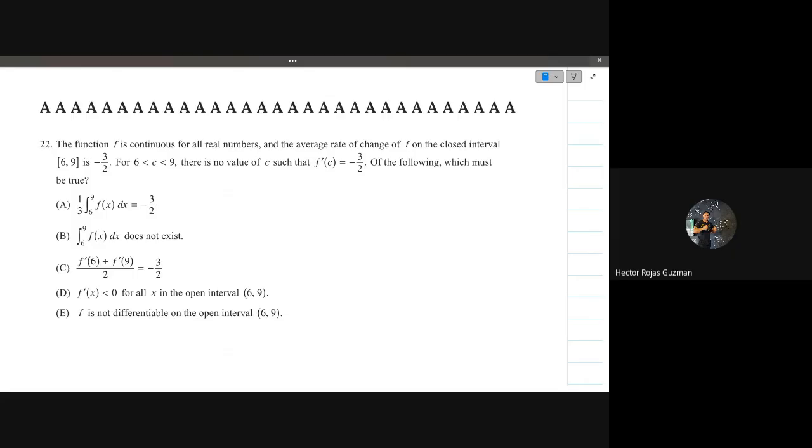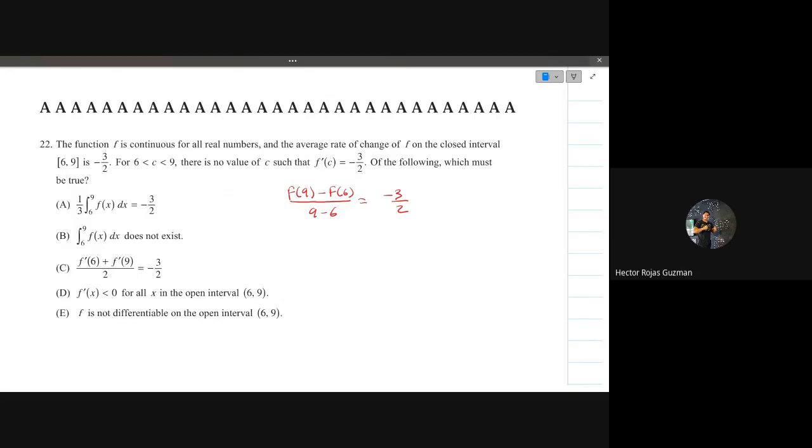The function is continuous for all real numbers and the average rate of change of f. So you're saying f of 9 minus f of 6 divided by 9 minus 6 is -3/2. But then they're saying there is no value of c such that the derivative equals -3/2.